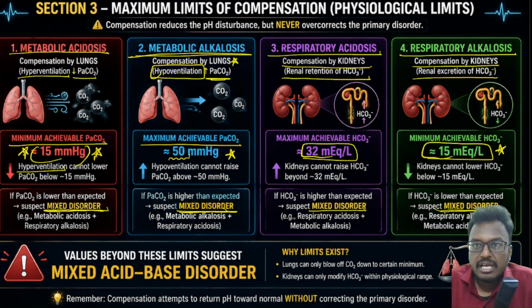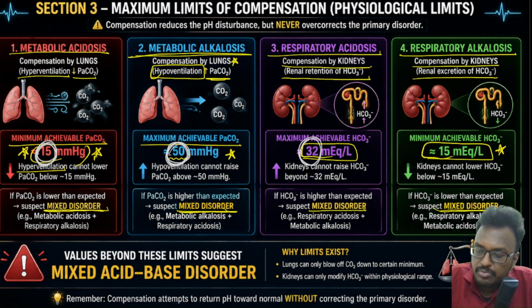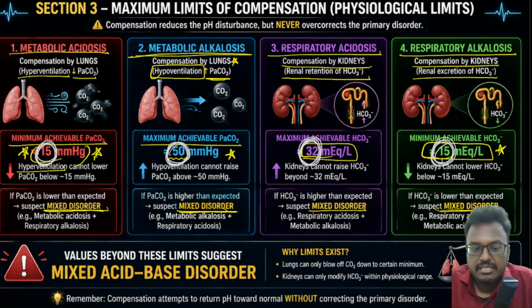So that is the compensatory response limits for each of the 4 disorders. You have to remember these limits. For metabolic acidosis, the minimum achievable PaCO2 is 15 millimeters of mercury. Whereas in metabolic alkalosis, the maximum achievable PaCO2 is 50 millimeters of mercury. In respiratory acidosis, the maximum achievable bicarbonate concentration is 32 milliequivalents per liter. And finally, the minimum achievable bicarbonate concentration in respiratory alkalosis is 15 milliequivalents per liter.